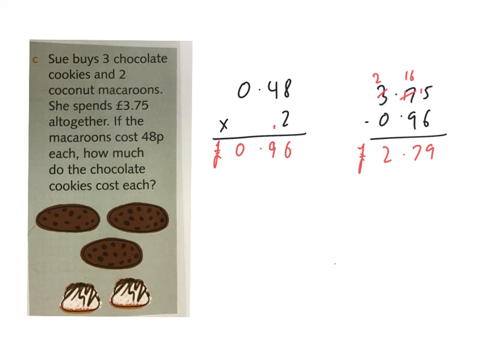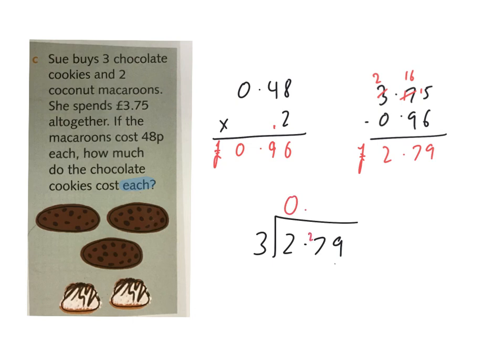So the 3 chocolate cookies altogether cost £2.79, but the question says how much do the chocolate cookies cost each? Each is your really important word here, okay, because I have to find out what 1 costs. So I'm going to have to divide the 2.79 by 3 to find out the cost of 1 chocolate cookie. So 2 divided by 3, that doesn't work, so that's a 0, and I'm going to carry the 2 over. Don't forget your decimal point.